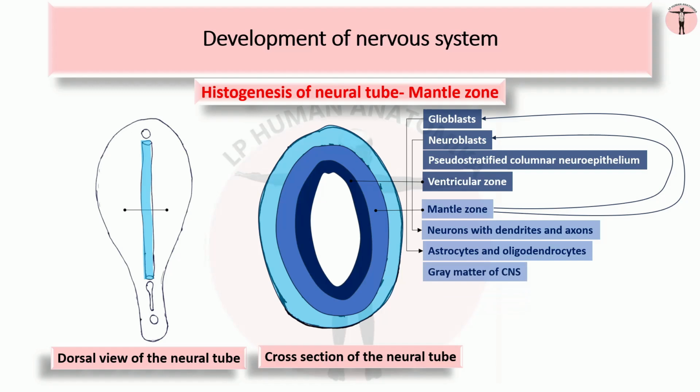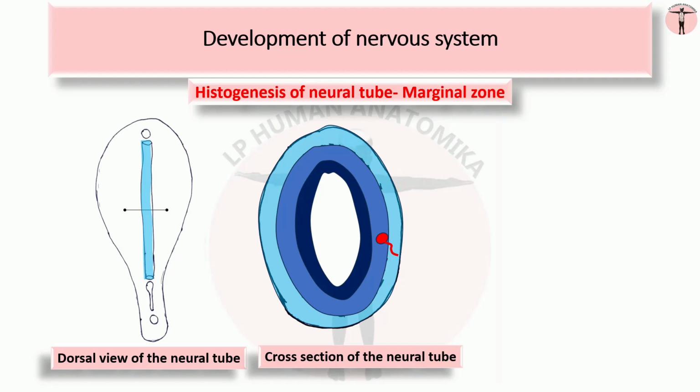The intermediate zone is divided into two regions. The alar plate or sensory plate, which gives rise to neurons associated with sensory or afferent functions, and the basal plate or motor plate, which gives rise to the neurons associated with motor or efferent functions.